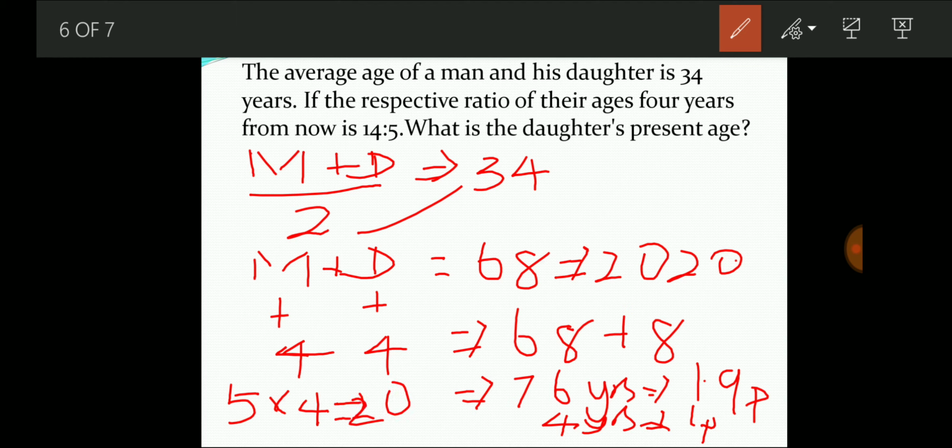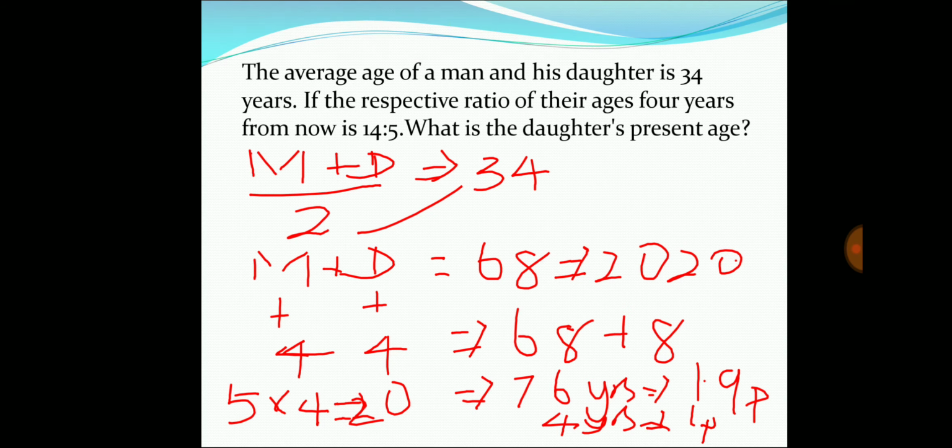And the father would be 14 into 4, which is 56. Out of 76, the daughter is 20 years because she has 5 parts of the age, and the father has 14 parts, which is 14 into 4, nothing but 56. So this is how simple it is to solve these questions.